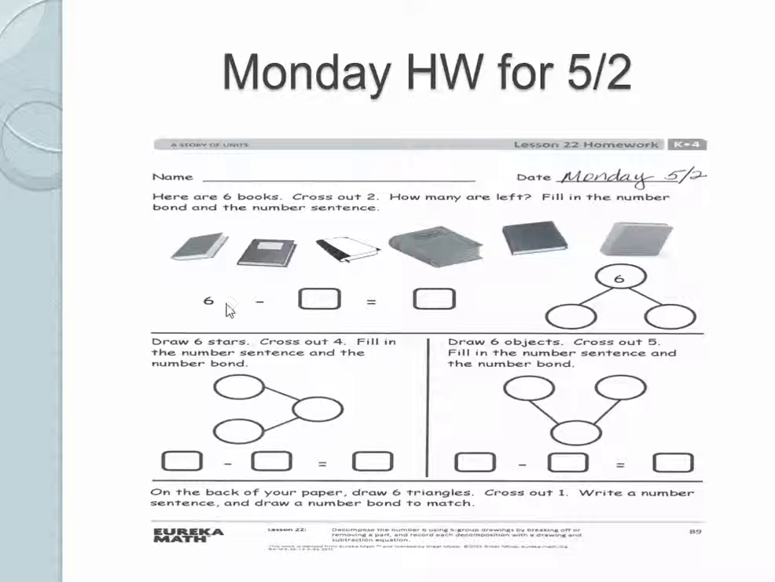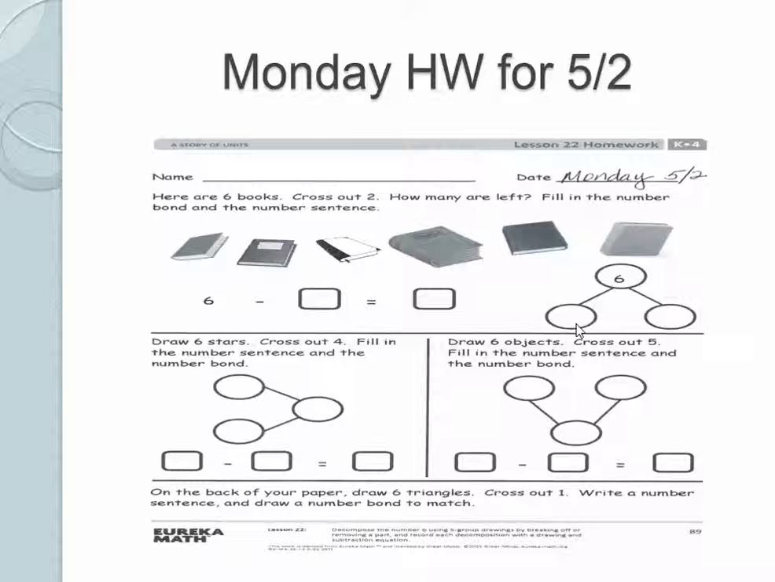So we have 6 books and we crossed out 2. And how many did we have left? 1, 2, 3, 4. So 4 should be written as the answer. Again, when you're doing the number bond, please write the number that you cross out first. So in this case, for this number, we are going to put 2 because that's how many we crossed out.